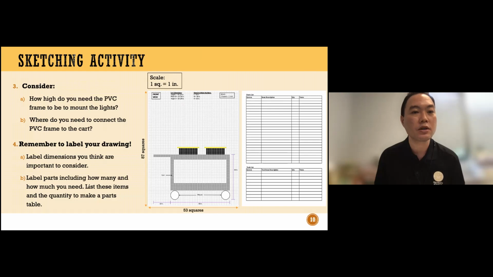So, things to consider. I went over that. Number 4, remember to label the dimensions. And then on the right side, put down the quantity that you need and also which tools you need as well. Okay, any questions before we start?